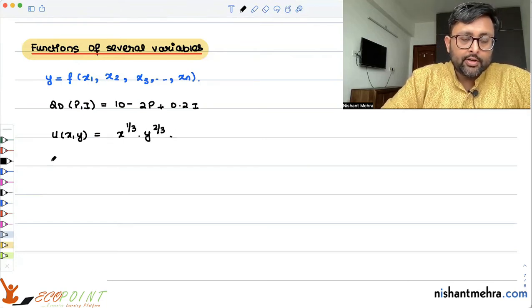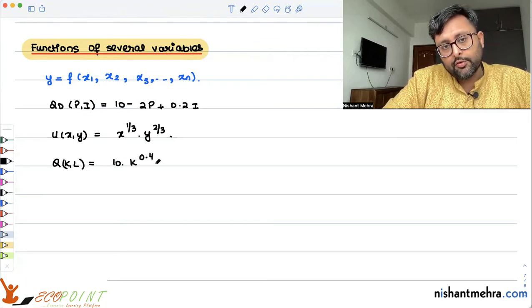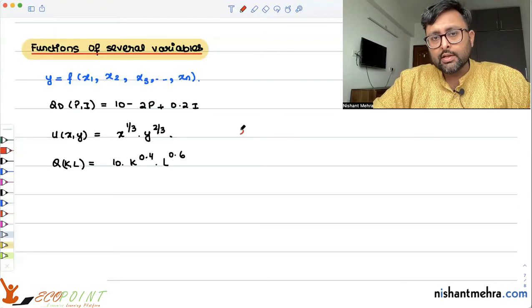Or you are interested in the production function. That is also a function of several variables. Say, for example, 10 into K to the power 0.4, L to the power 0.6. I'm just giving an example. So all of these are functions of several variables.